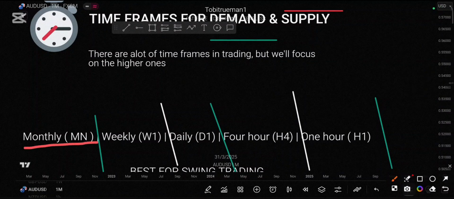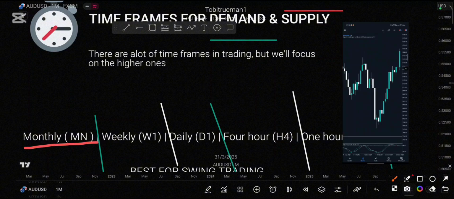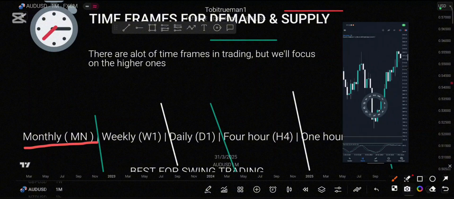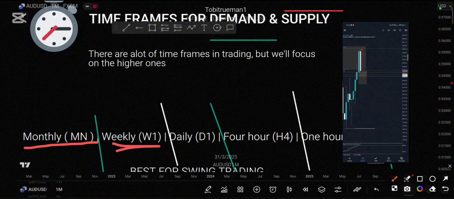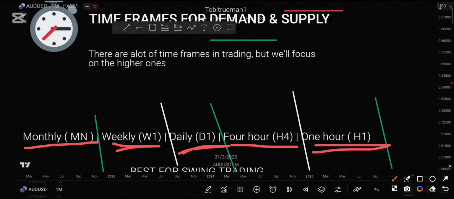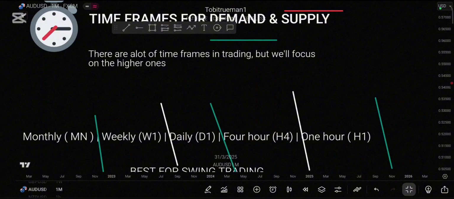When you look at the chart, we'll start from the monthly time frame, which is represented by MON, then the weekly, the daily, the 4 hour, and probably the 1 hour time frame. That is where we are going to be ending when it comes to trading demand and supply. Trading all these higher time frames will make our trades play out. What I'm trying to say is it will give a higher probability of the trade going our direction.